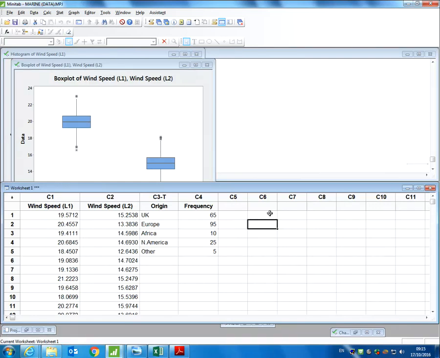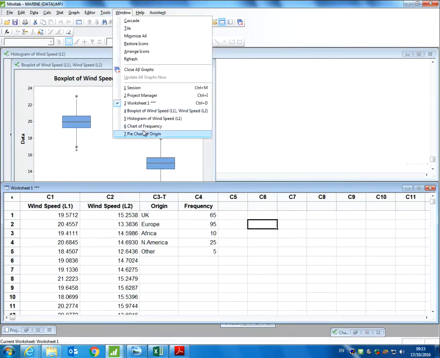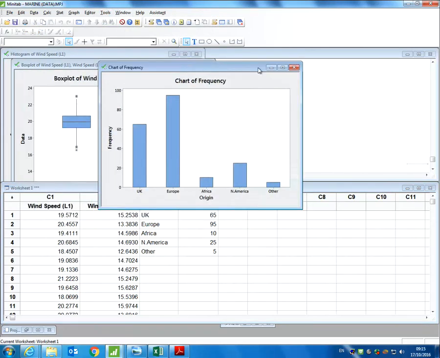Now what about column 3 and column 4? Okay, so we're looking at the origins of ships. UK, Europe, Africa, North America, and other. So what data type is this that we've got in column 3? It's not quantitative, it's qualitative. And to be more specific, is it nominal or ordinal? Nominal, because there's no logical order. Now, a graphical display that we could produce would be a bar chart.